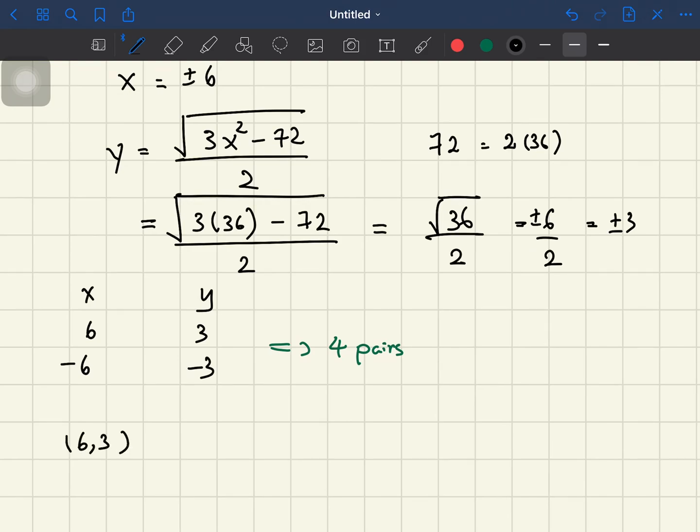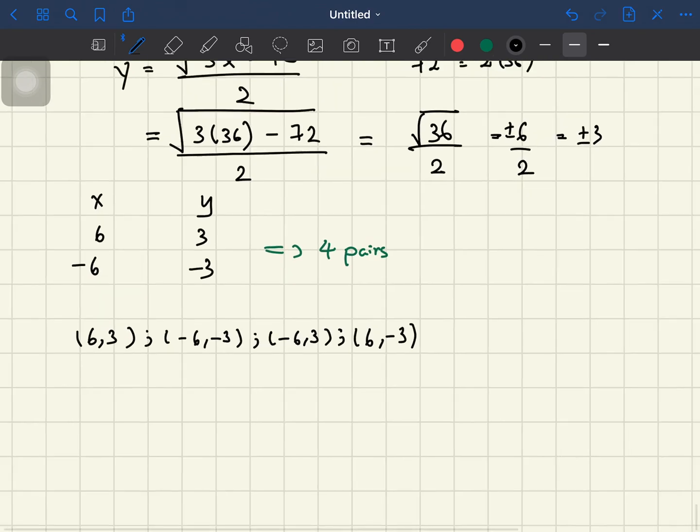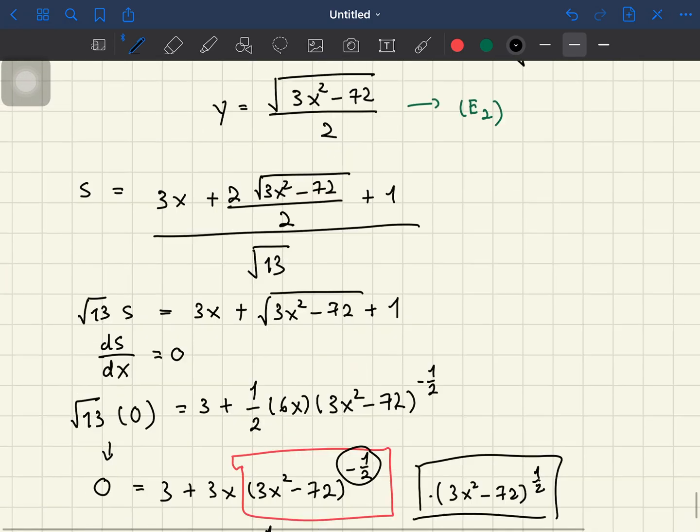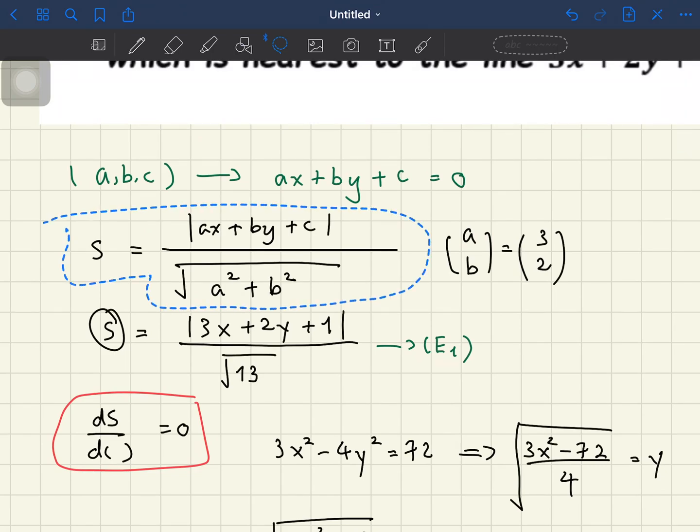So we have (6, 3), then (-6, -3), then (-6, 3), and last but not least, (6, -3). These are the 4 pairs that we're going to try, because then we will get the shortest distance. So recall again, the shortest distance has this formula.